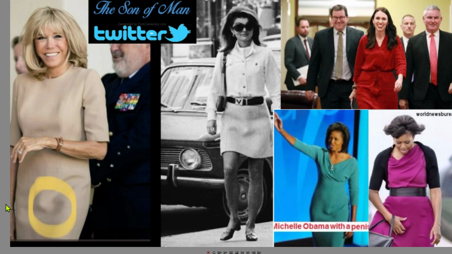Macron's wife in the famous beige dress. JFK's wife in the famous white dress. Jacinda Ardern in the famous red dress. Ding dong, baby. And of course, Big Mike. You can't miss Big Mike off the list.